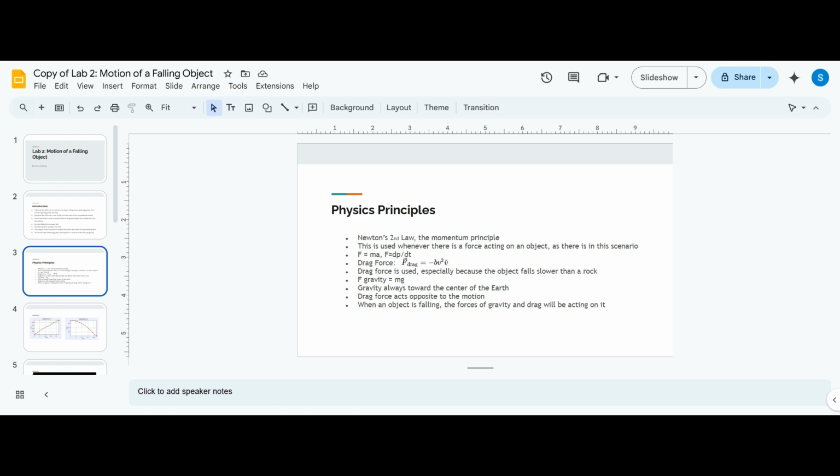We were able to determine that gravity was always going towards the center of the Earth, and our drag force was always going to act in the opposite direction of the motion of our ball. So if our ball was tracking to the left, drag force would be going the opposite direction to the right, acting against the motion of the ball.